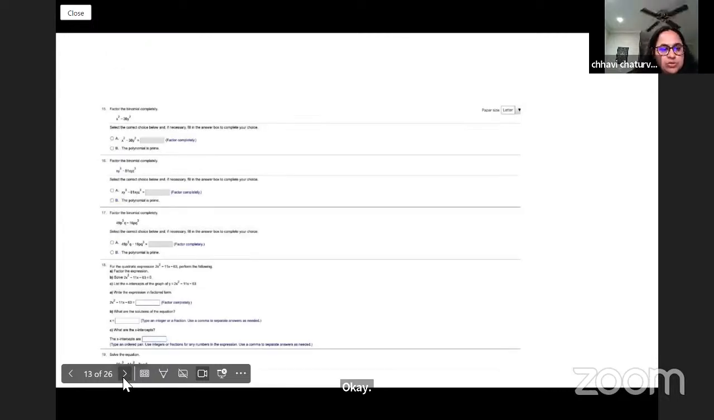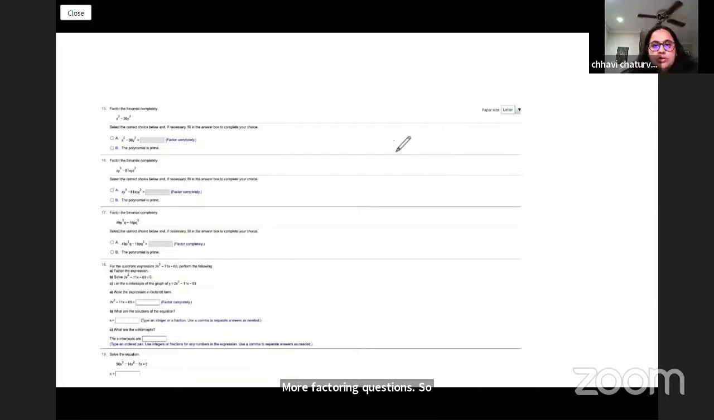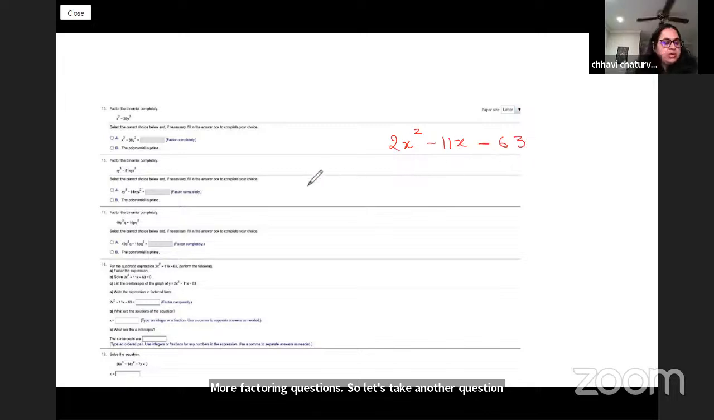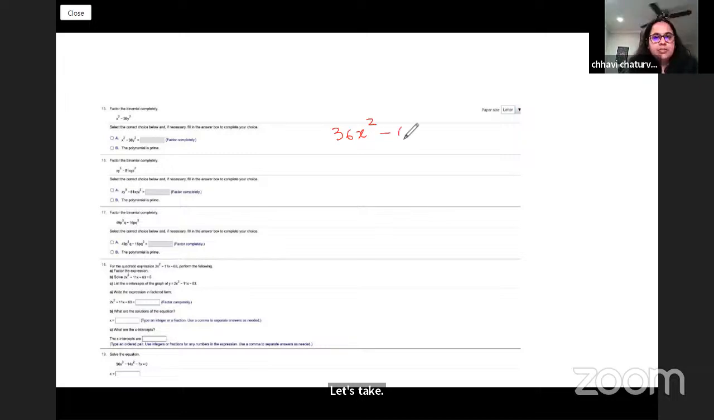Does anyone have a request to make, or should I just go ahead and choose questions of my choice? More factoring questions. So let's take another question. We have 2x squared minus 11x minus 63. Or not this one. Let me take another question: 36x squared minus 60xy plus 25y squared.